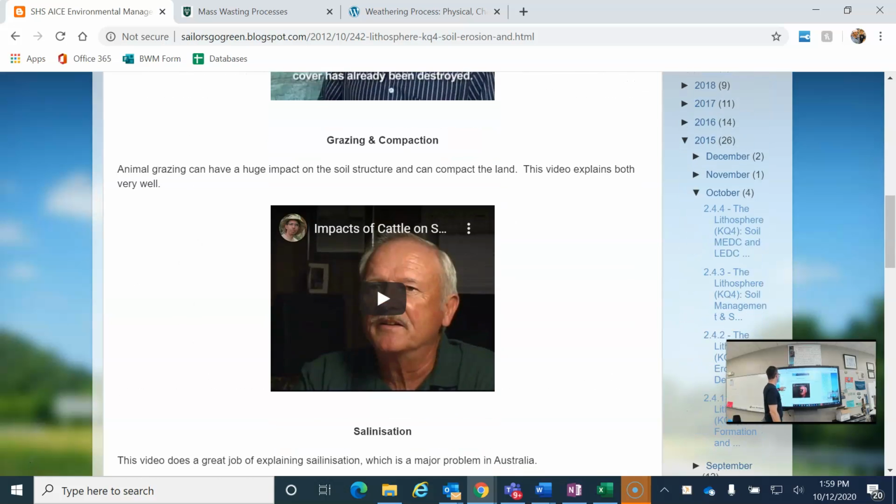Grazing and compaction. Animal grazing can have a huge impact on the soil structure and can compact the land. Now, animal grazing can actually be super good for soil, but when you have too many of an animal in a certain area, it can overcompact the soil. When it overcompacts the soil, it gets away from the drainage and the things that it needs in order to keep that soil good. And then those animals, because they are feeding on that land, if that vegetation then dies because the soil is not good anymore, then those animals will die as well.